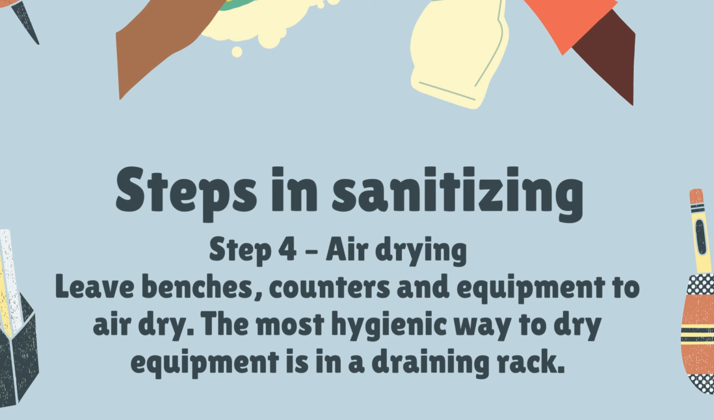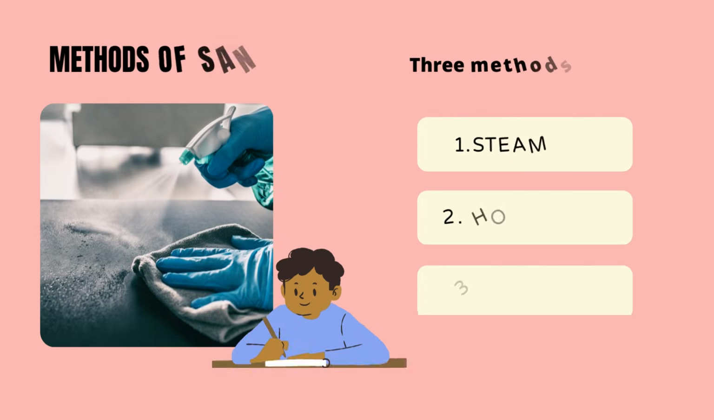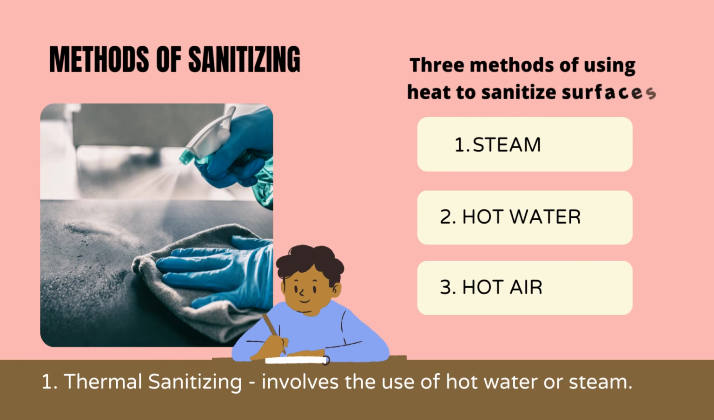So going back, step 4, air drying. Leave benches, counters, and equipment to air dry. The most hygienic way to dry equipment is in a draining rack. For today, we will be discussing also the 2 methods of sanitizing. The first one is thermal sanitizing and the other one is chemical sanitizing. Ano kayang difference nilang dalawa? Let's discuss thermal sanitizing first. It involves the use of hot water or steam.